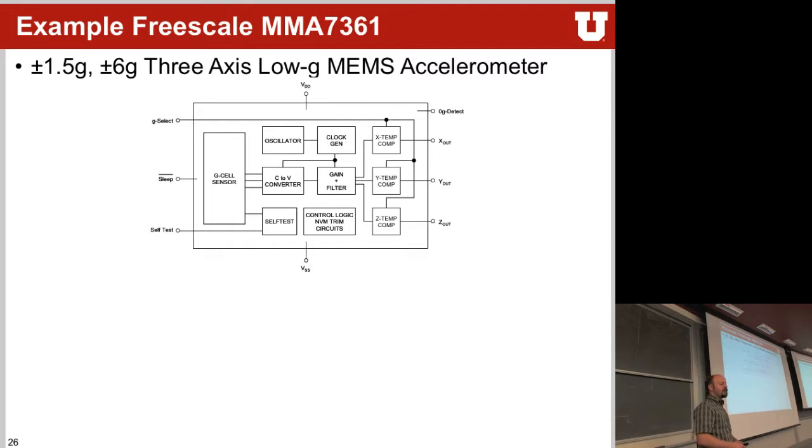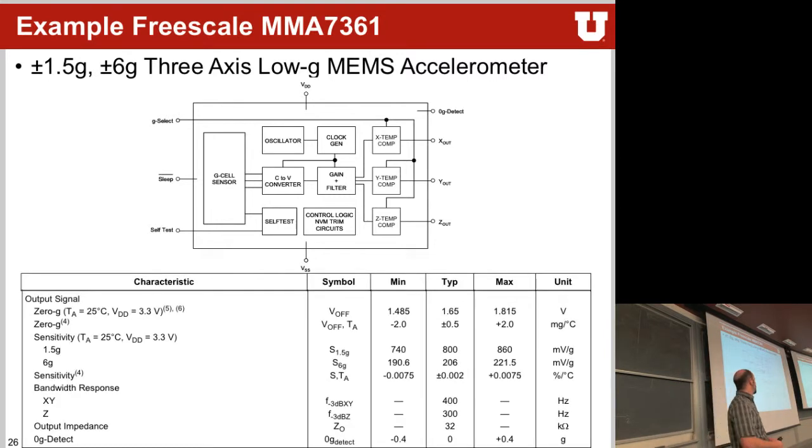Here's an example of one of these sensors. This is a Freescale MMA736. In this case, we have an analog sensor. So it has a G cell in here. It has a whole bunch of different control logic and gains and filters and stuff like that. And then on the output, it has an X out, a Y out, and a Z out. So how can we find out how this sensor translates voltages on these pins to G ratings? Well, we have to go and read the data sheet, right? So in this case, something that we find in the data sheet looks like a table like this.